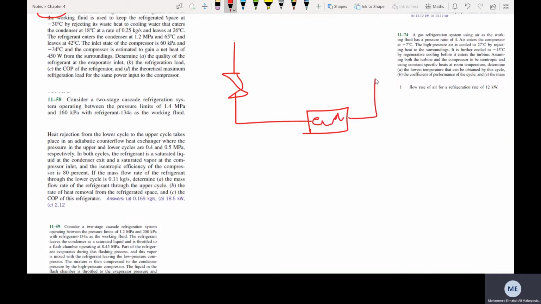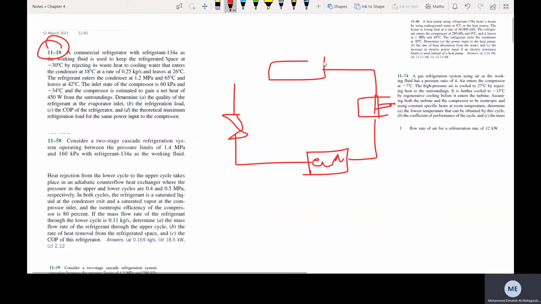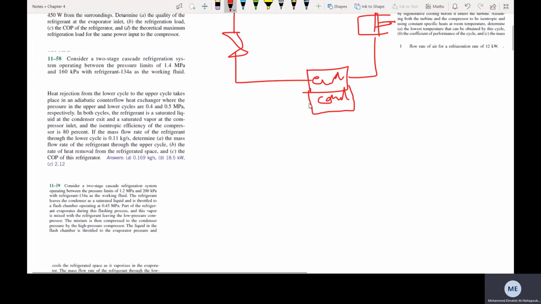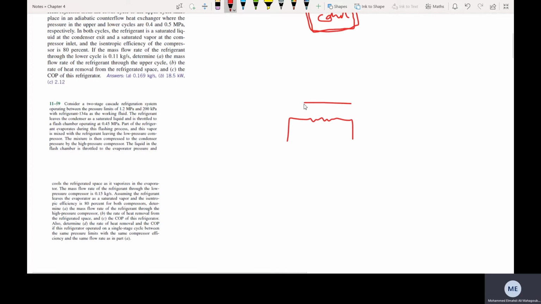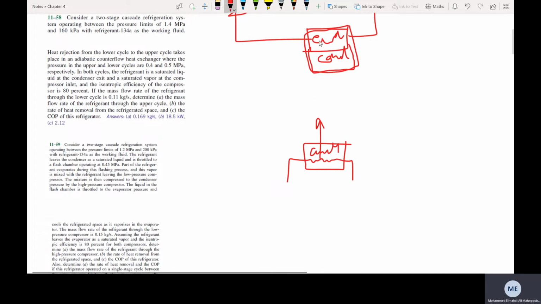I have here my evaporator, here my compressor, and then here again my condenser. Now the evaporator of the upper cycle and the condenser of the lower cycle are connected in one heat exchanger. So this heat exchanger includes both. How does it work? I have here one fluid inside the condenser, and we know that from the condenser we have rejection of heat, and in the evaporator we have extraction of heat. So this heat is directly extracted in the evaporator that is on top of it.